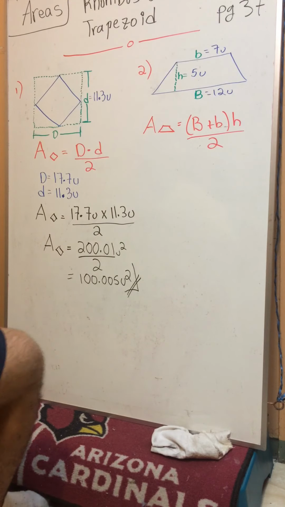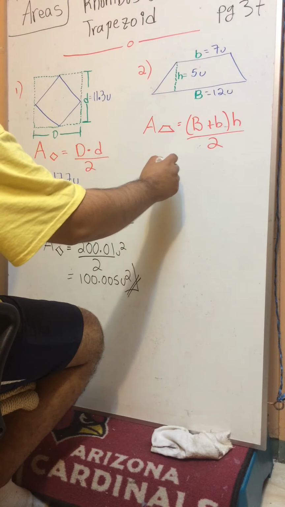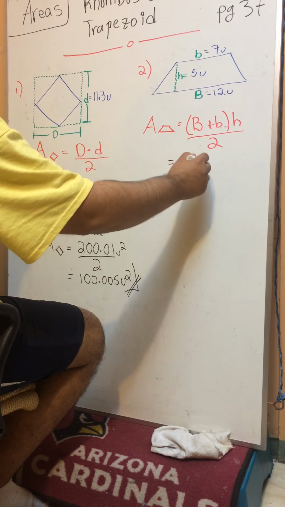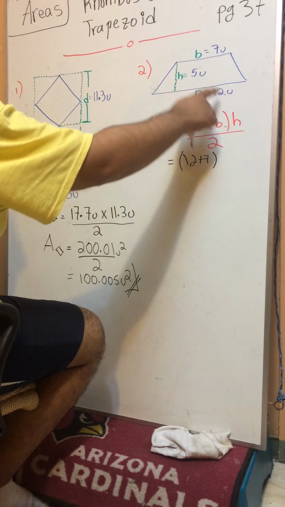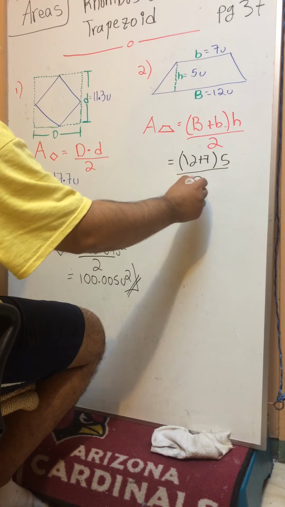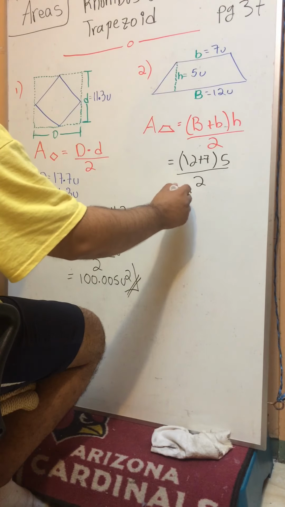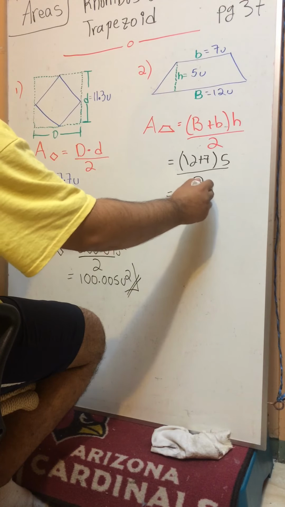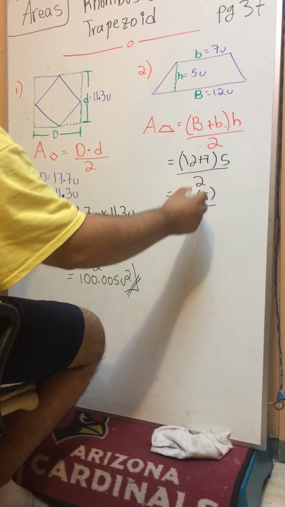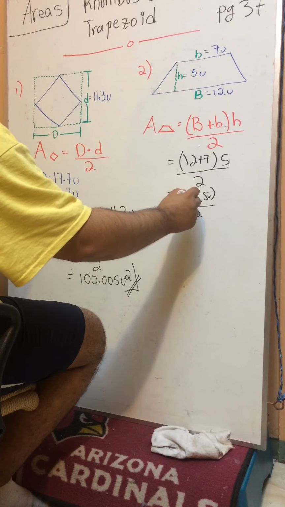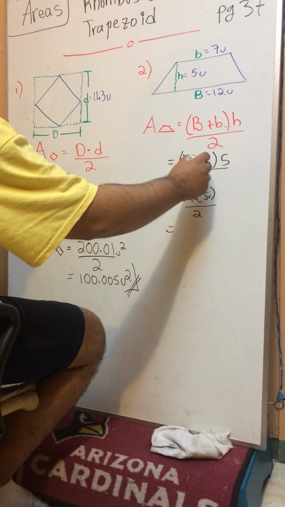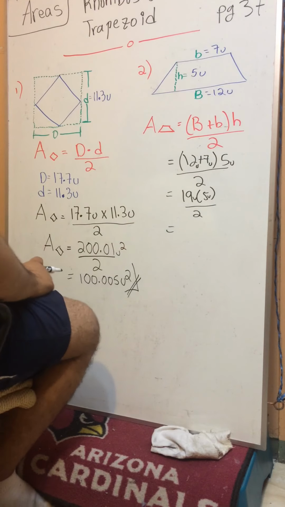When we apply the formula, that means that we have to add the bases. So we have 12 plus 7, and that's going to be multiplied by the height, which is 5. And all of this divided by 2. So we have 19 times 5 divided by 2. All of these are units, and units times units is going to give us a unit square. Here we're just adding, and here is where we multiply.